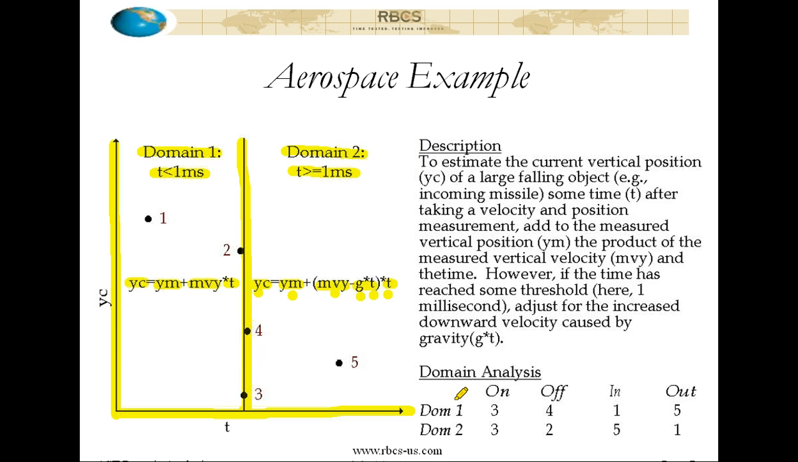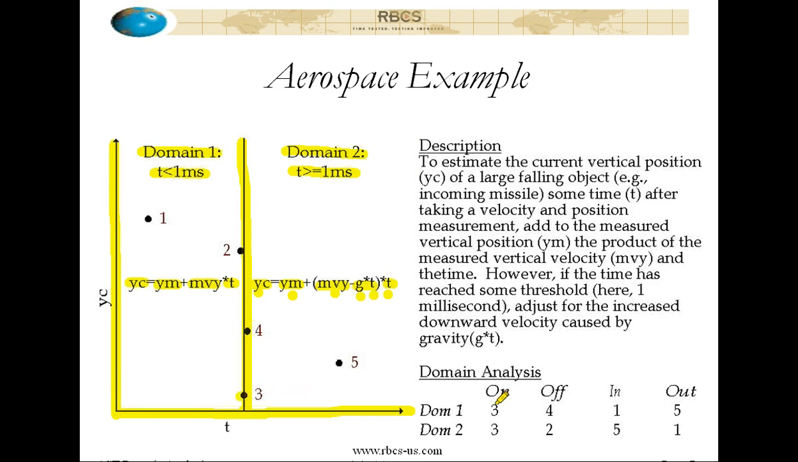Now, at this point, I can identify test values based on the on, off, in, and out. So we'll start with domain 1, just because it's called domain 1. An on value has to be on the domain boundary. That means that T has to be equal to exactly 1 millisecond. YC can be anything. It doesn't matter. So I pick a point arbitrarily from the range of possible values for YC where T is exactly equal to 1 millisecond. Okay, now that can be 3.